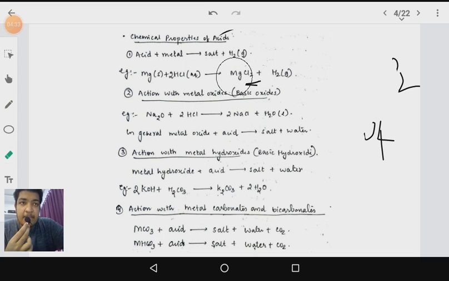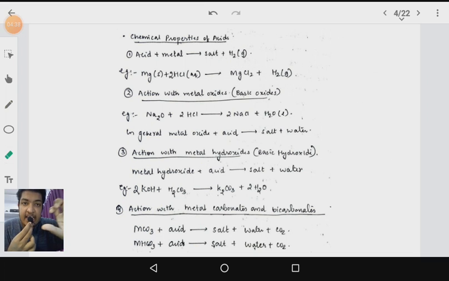Second case is explaining about the action of metal oxides. Metal oxides are generally written in the form MxOy, where M is the metal and O stands for oxygen. When a metal oxide is reacted with an acid, it results in the formation of a salt and also water. That means if I write a general equation, it looks something like this.